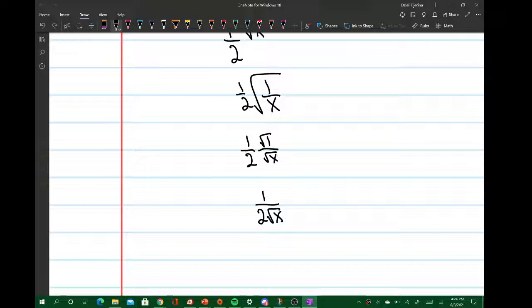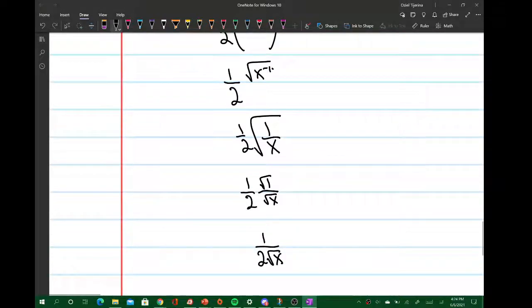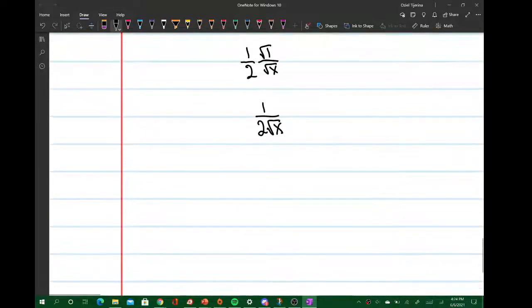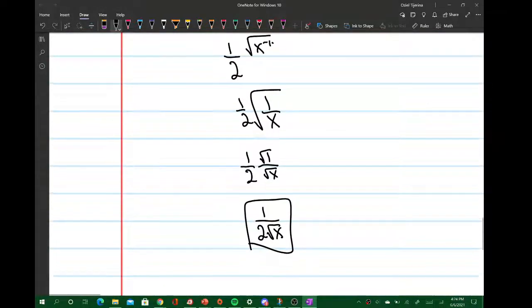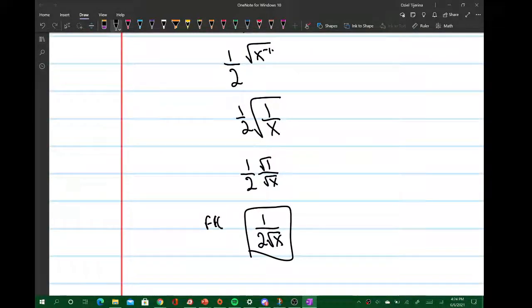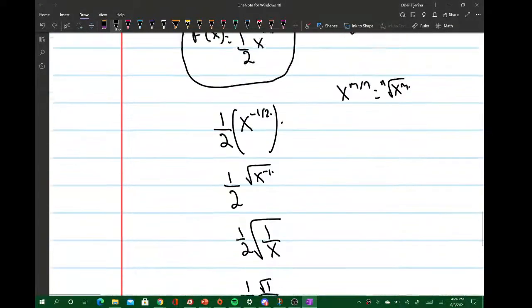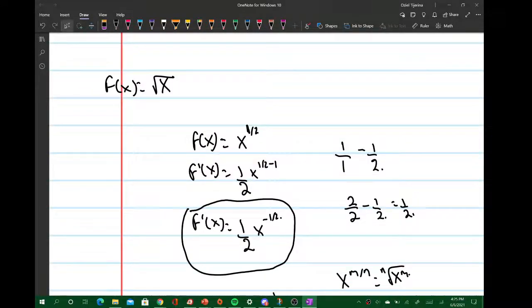Now, honestly, I wouldn't rationalize the denominator. I would just keep it like this. This is f prime of x. It's okay to do this. You don't have to rationalize it, because in calculus, there are going to be times where you're not really going to have to do that. And also, it just really depends on what choices they give you. You can also do it this way.